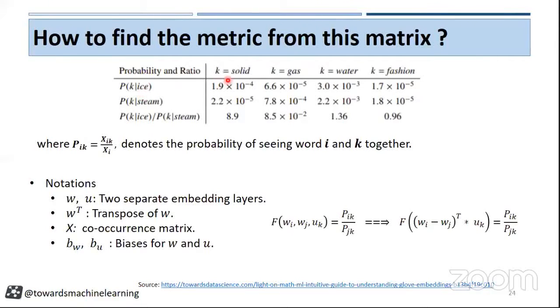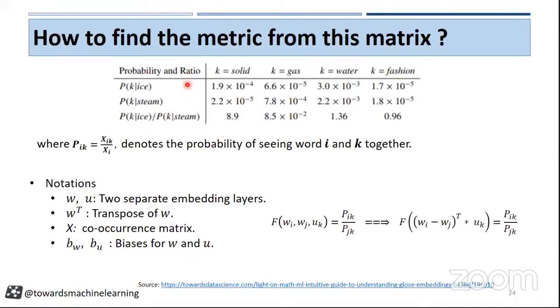If k is a word such as solid, then what is the probability? If k is gas, what is the probability? K as water, what is the probability? And your second word is steam. Again you have the same kind of k words, and you have given the probability of the occurrence of that k word given steam is present.